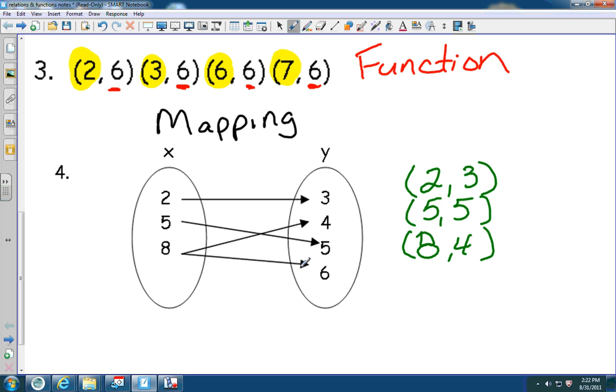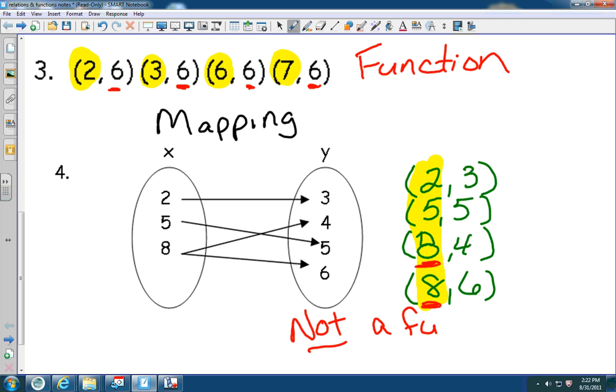And the other one is 8, 6. Well, let's think about our rules we just talked about. Again, I go through and I'm going to highlight all my x's. Do any of these x's repeat? Well, I know it's my crazy handwriting, but yes, both of these x's, these 8's, repeat. If they repeat, it is not a function. That would be the easiest way to write this.